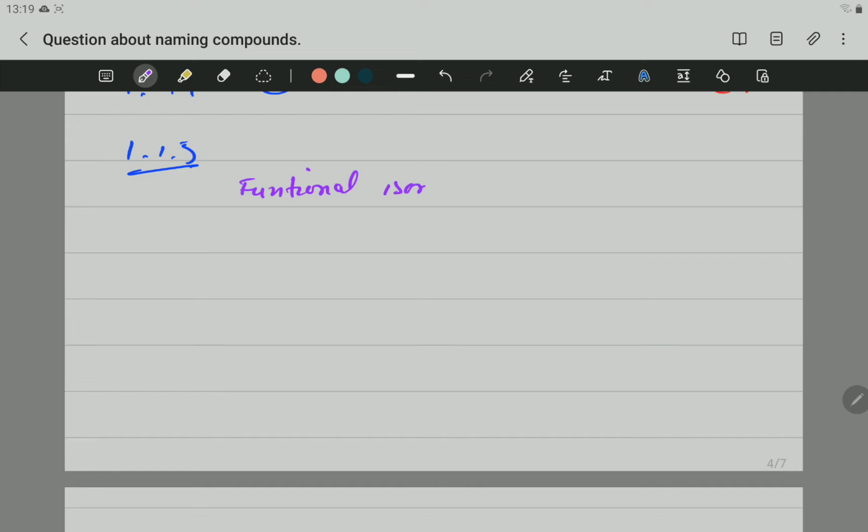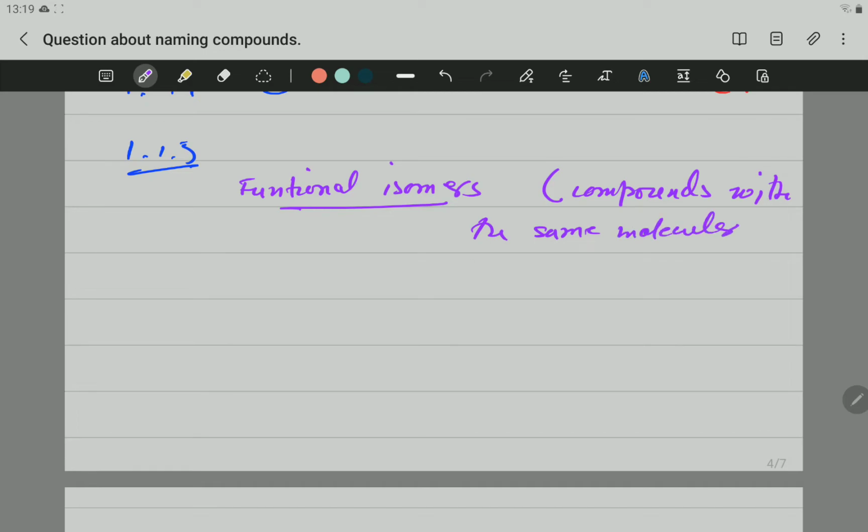Functional isomers, what are they? Compounds with the same molecular formula but different functional groups. This is just a recap.